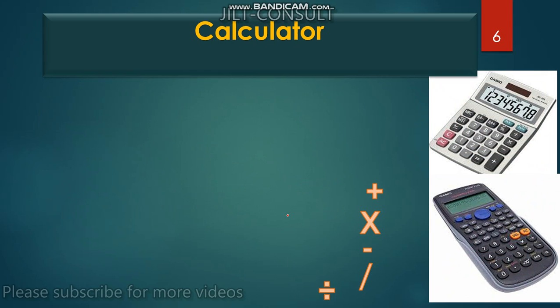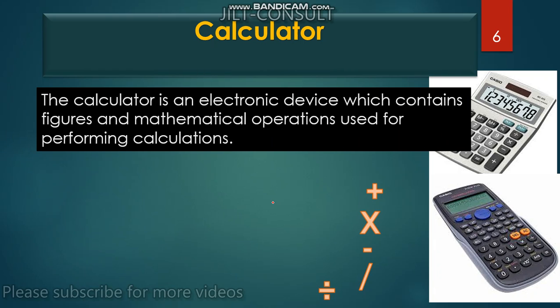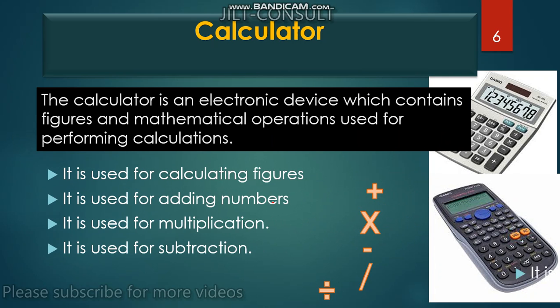Now we have calculator. The calculator is an electronic device which contains figures and mathematical operations used for performing calculations. One, it is used for calculating figures. Two, it is used for adding numbers. Three, it is used for multiplication. It is used for subtraction. It is used for division.